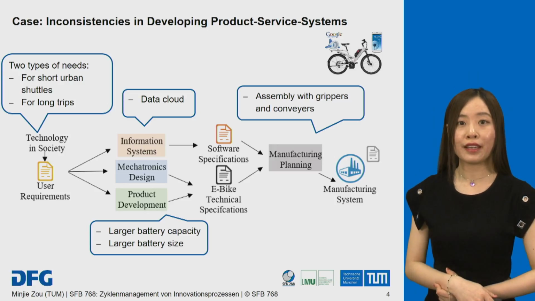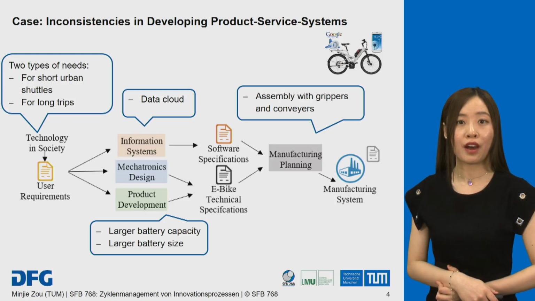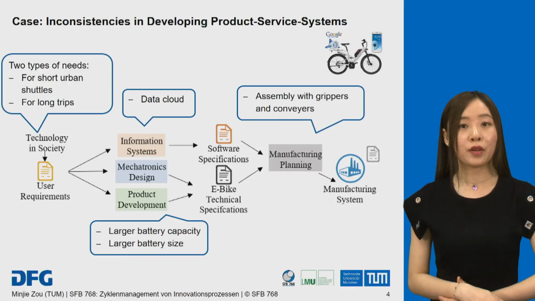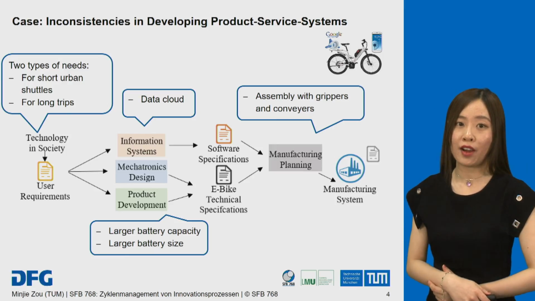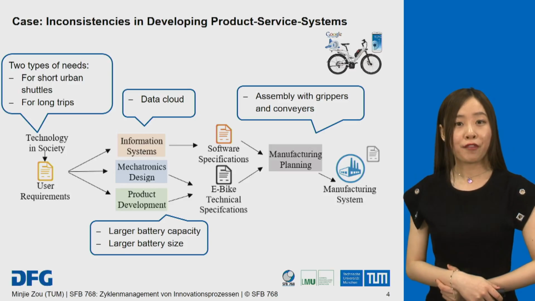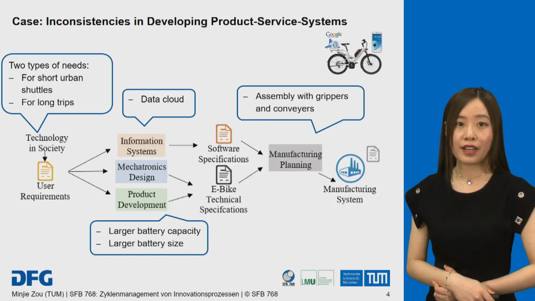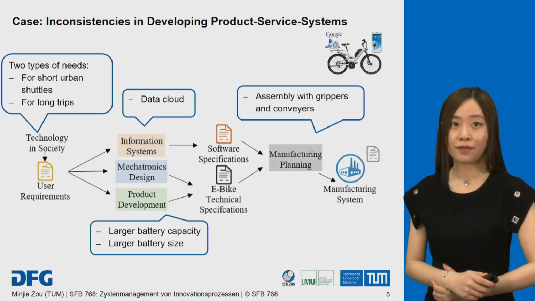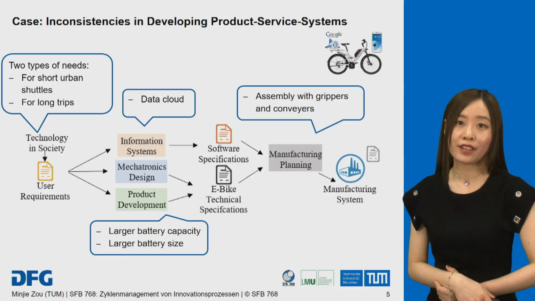Compared to the regular e-bikes, the most technical specifications of the new type remain the same, but the capacity of the battery should be increased. It also means to have a larger physical size of the battery. For manufacturing such e-bikes, the gripper and conveyors used in assembly must support the size of the batteries. In this scenario, some inconsistencies may occur.